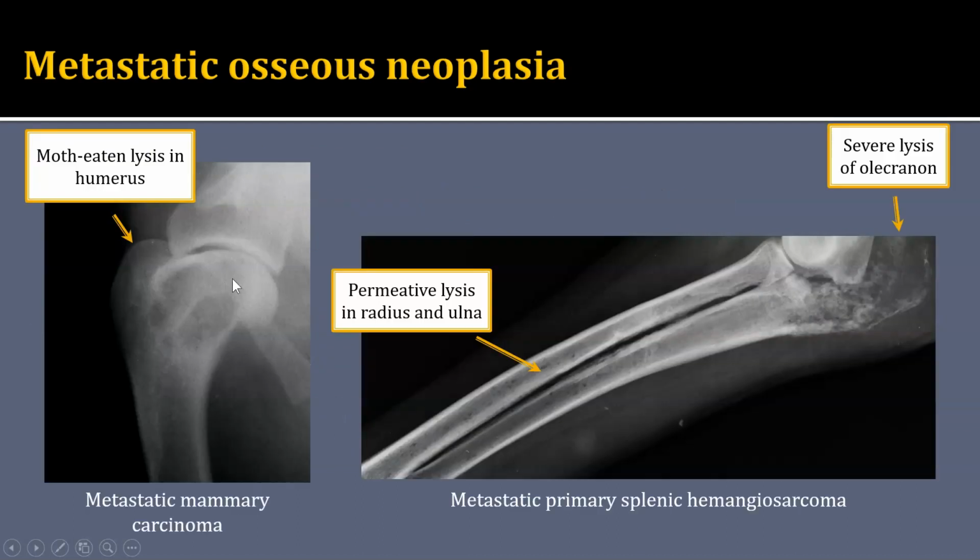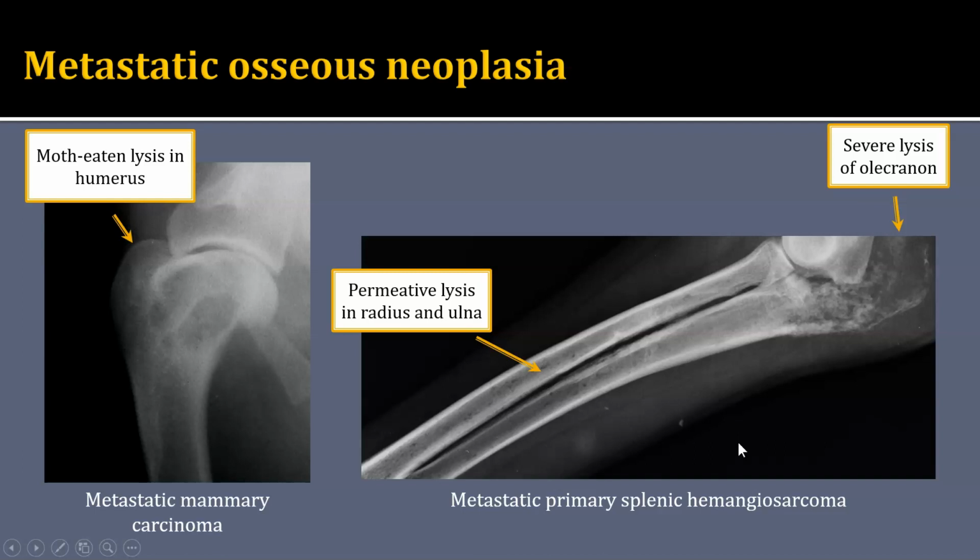This slide has a couple examples of metastatic osseous neoplasia. On the left side of the slide, there is an aggressive appearing lesion in the proximal humerus in a patient that has metastatic mammary carcinoma. So there is moth-eaten lysis in this proximal metaphysis of the humerus. Some of it extends a little bit into the tubercle over here. There's a little bit of solid periosteal reaction, and then this lesion has an indistinct transition zone, so an aggressive appearing lesion.